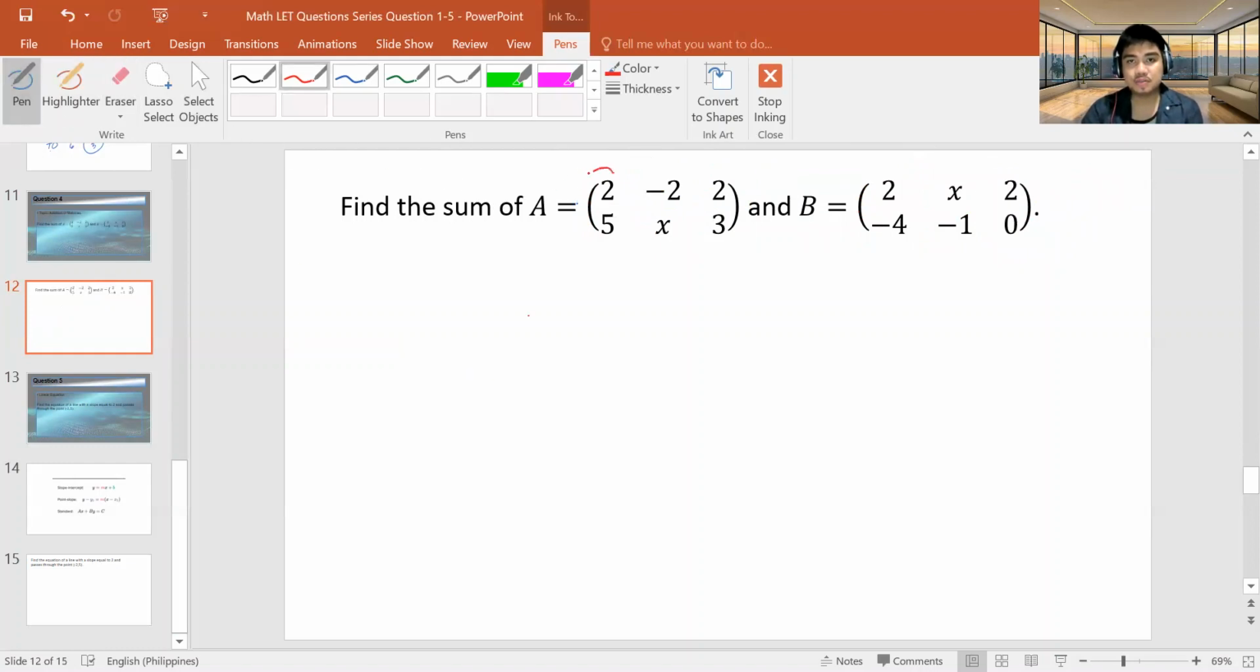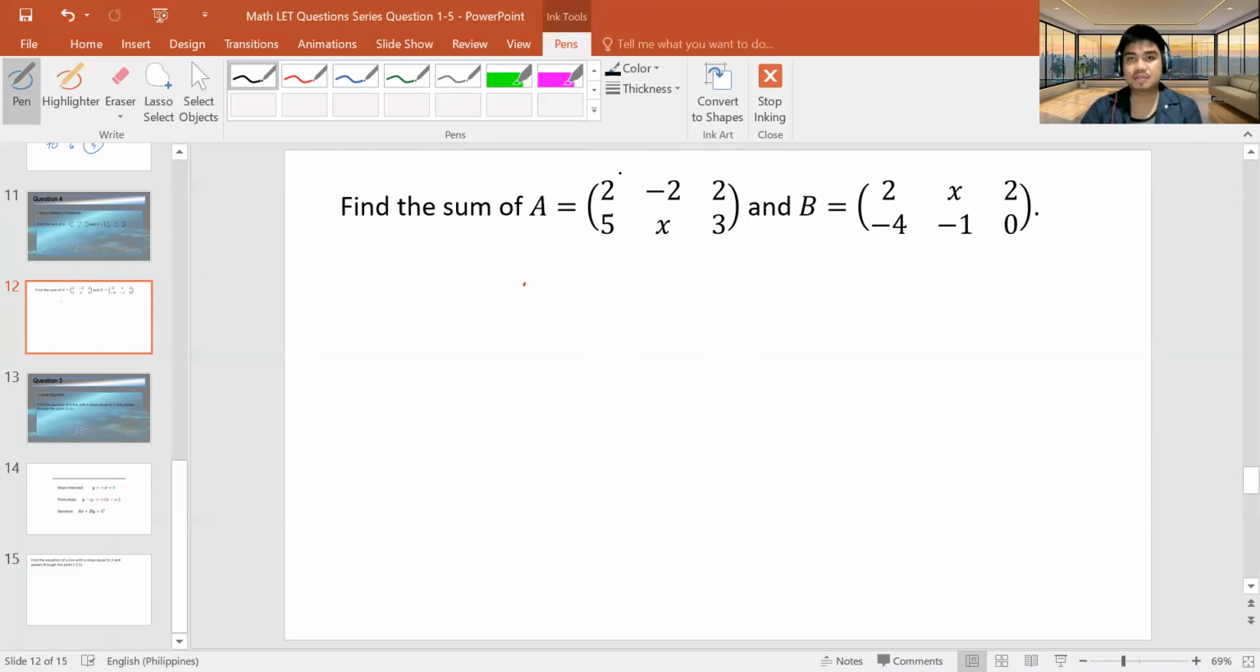itong 2 dito, this is in row 1 and column 1. Row 1, column 1. Ito naman si negative 2. This is row 1, column 2. And then itong isa na to, this is row 1, column 3. So, ibig sabihin, ang partner dapat nito, si row 1, column 1, is dapat si row 1, column 1 din doon sa kabilang matrix. So, hindi natin pwedeng i-add sa iba.